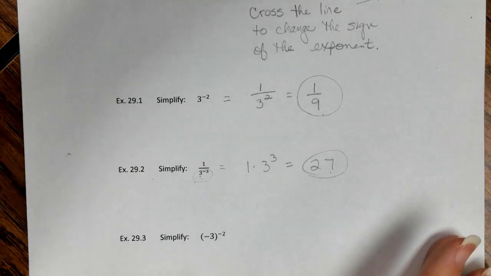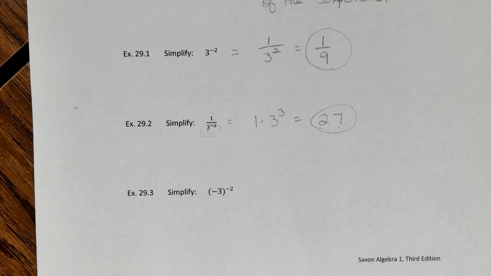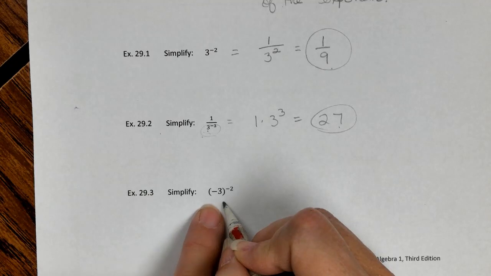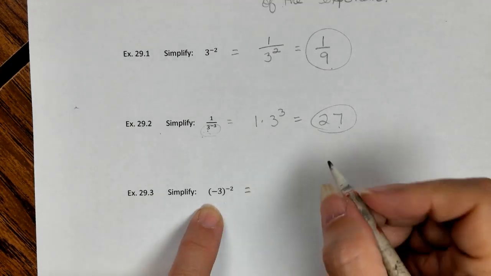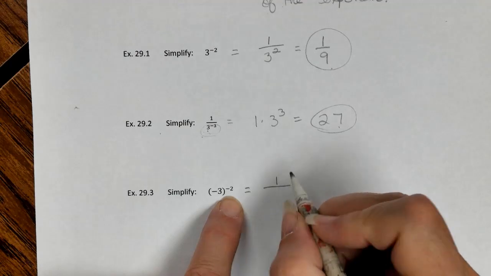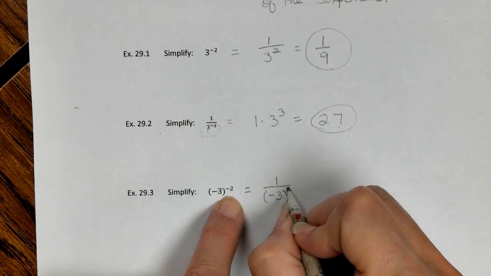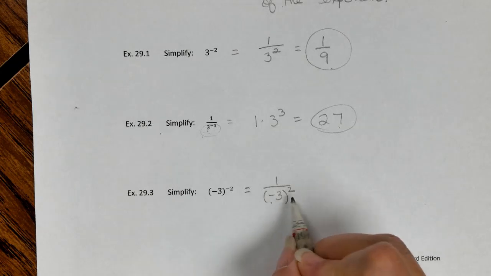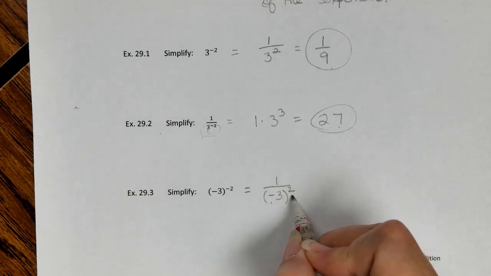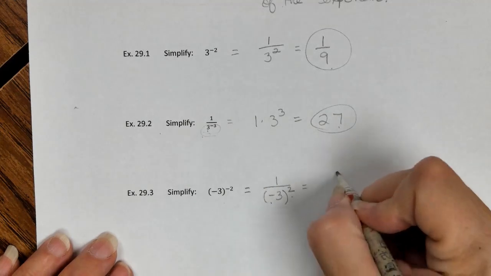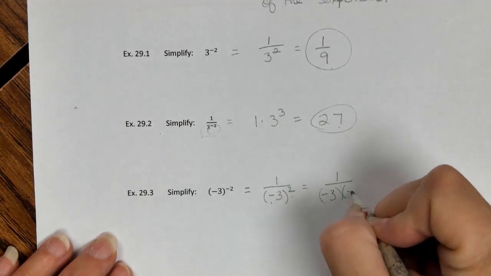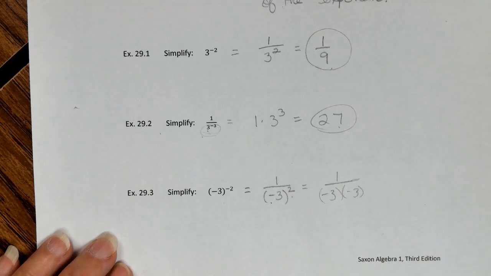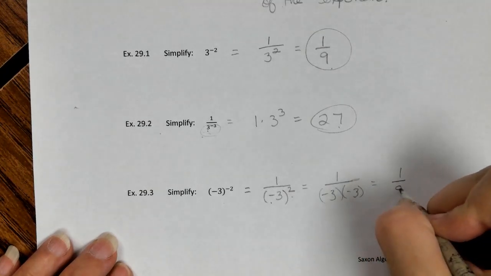Alrighty, one more here. Now we have a negative exponent. The base is also negative, but it's in parentheses. Okay, so we need to keep those parentheses as we're moving things. Moving it because we had a negative exponent. That needs to be removed before we can square. Okay, cross the line to change the sign of the exponent. That's still negative. The exponent is now positive. So now we're just squaring negative 3. This means negative 3 times negative 3 in the denominator. So that is 1/9.